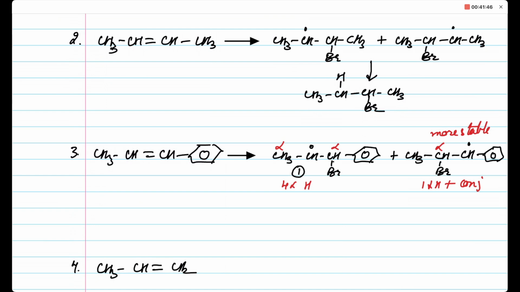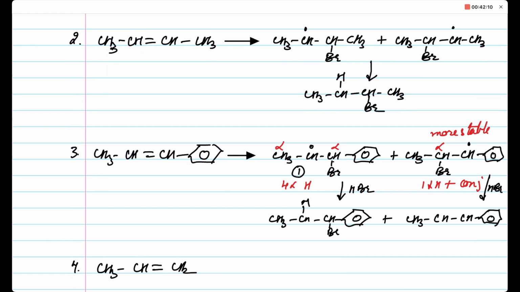Now it reacts with HBr, the hydrogen attaches with it, and we are going to get the product as CH3, CH, benzene ring. Here we have Br and here we have hydrogen. The other product is going to be CH3, CH, benzene ring. Here we have Br and here we have hydrogen. The second product is being formed from the more stable radical, so this turns out to be the major product.